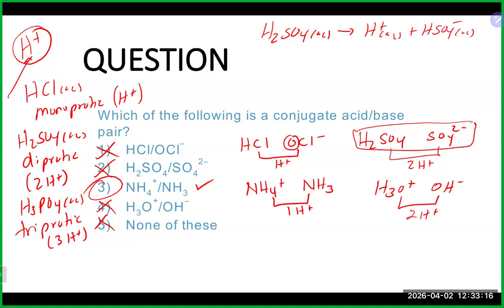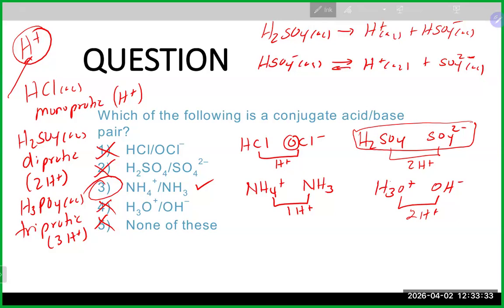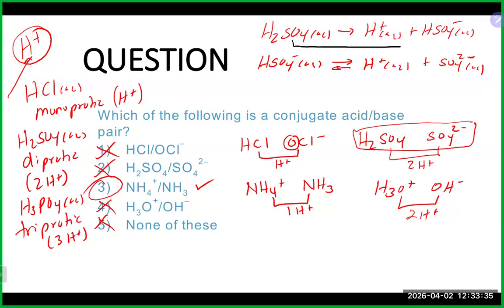And then the second step that's going to happen is the bisulfate that's already lost the hydrogen will then lose a second hydrogen and will make sulfate in this case. And that is why if you look at this, H2SO4 and HSO4 minus are partners. The only difference there is one H plus. HSO4 minus and SO4 2 minus are also partners because again the difference there is one H plus.